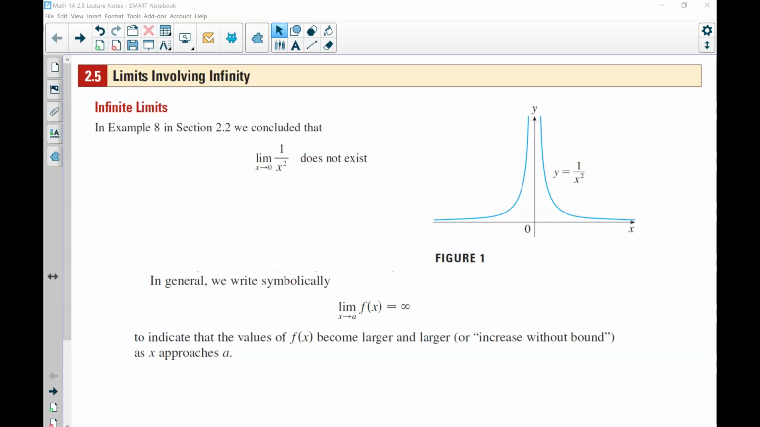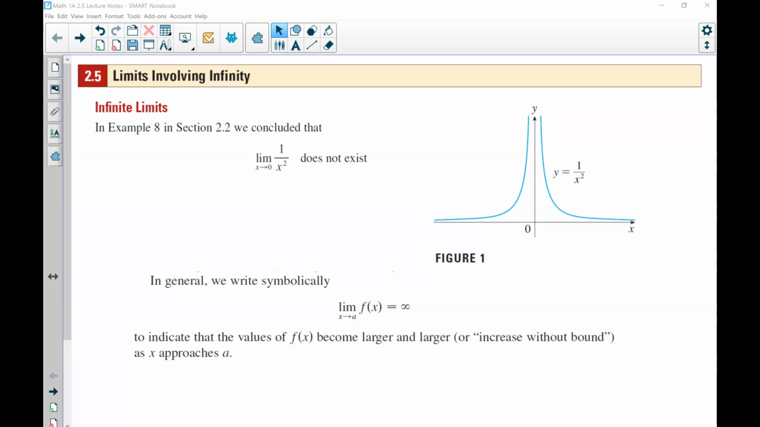In section 2.5, we'll be discussing limits involving infinity. In this section, we're going to investigate the global behavior of functions, and in particular, when their graphs approach asymptotes, vertical or horizontal. Now, if you look at this example here, it says infinite limits.